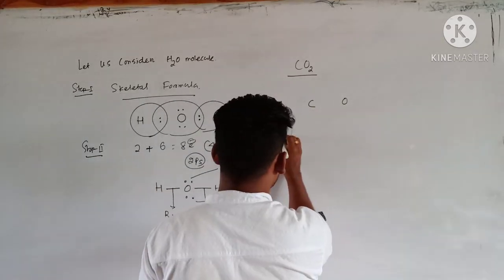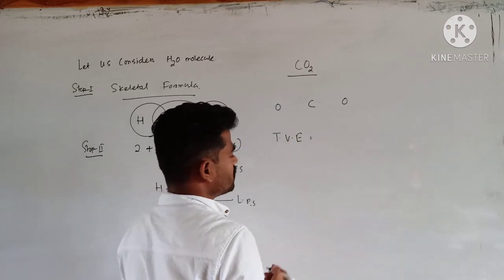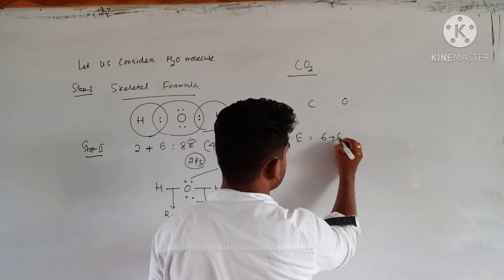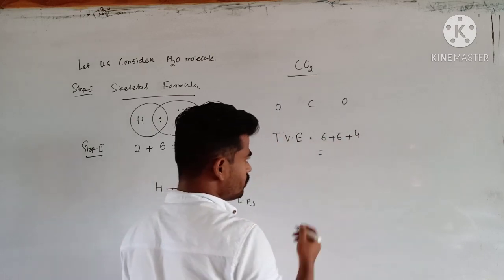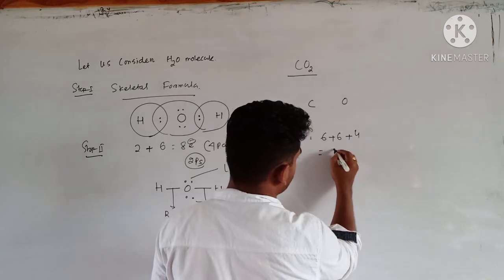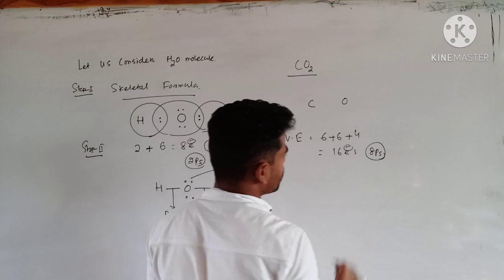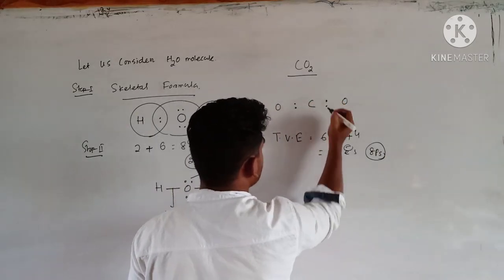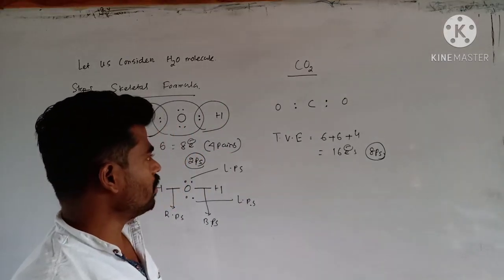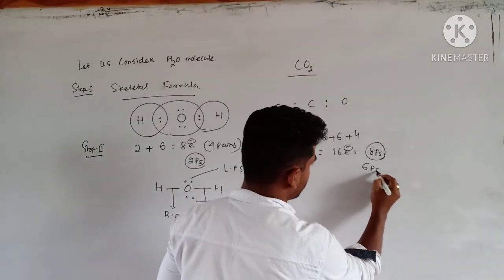Then you calculate the total number of valence electrons, TVE, I am writing over here. For 2 oxygen atoms, that will be 6 plus 6, plus for 1 carbon atom 4, that will be 16 electrons. 16 electrons means how many pairs? 8 pairs. Before I can place them, it is compulsory to connect all the atoms with a pair of electrons, I applied, then the remaining 6 pairs are there.